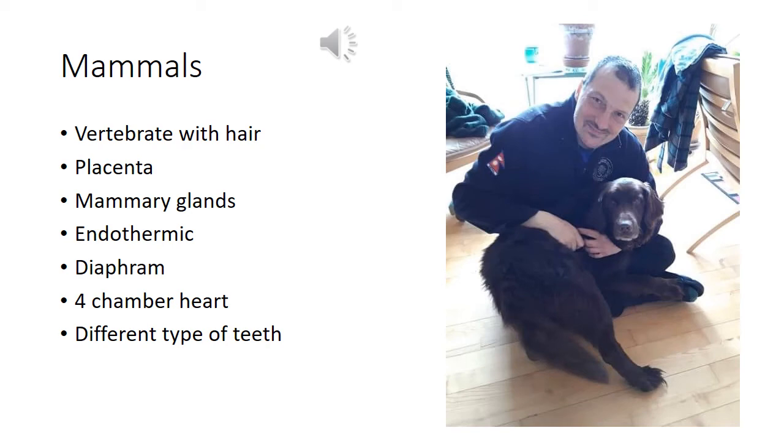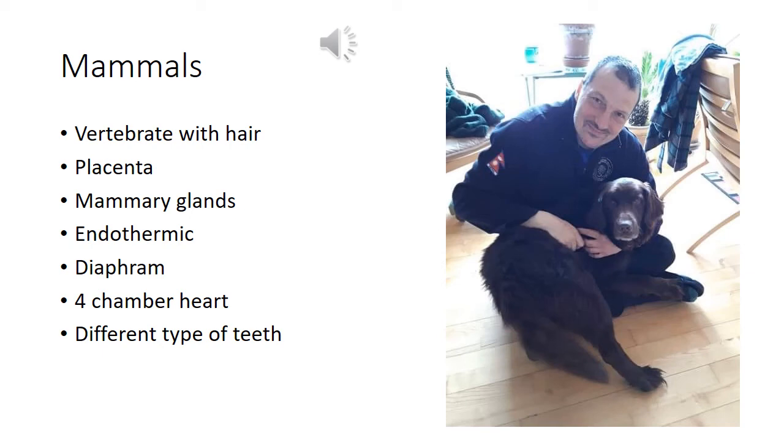We also have a placenta, and we have mammary glands so that the young offspring can get energy from the mother in the form of milk. We are also endothermic, which means we have the same temperature on the inside always. We have a diaphragm, we have a 4-chamber heart, and we have different kinds of teeth adapted to different kinds of tasks. It doesn't mean that all mammals have the same teeth, but it means that we have differentiated teeth.